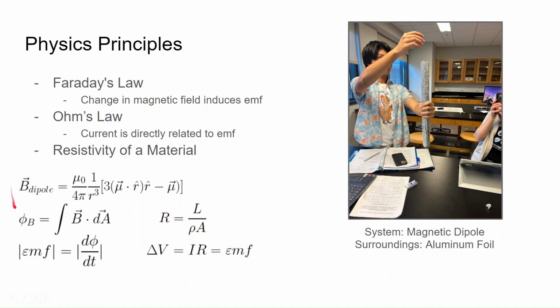So these equations: the magnetic field of a dipole following this off-axis equation, the magnetic flux is equal to the magnetic field passing through an area, EMF related to the change in flux, and the change in potential difference equals current times resistance. The system being the magnetic dipole, the surroundings being the aluminum foil, and the earth pulling down on it. Onto the experiment.